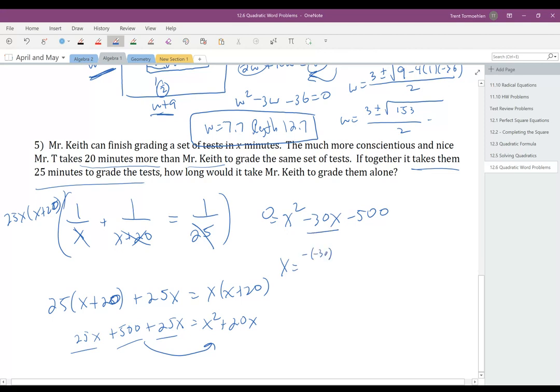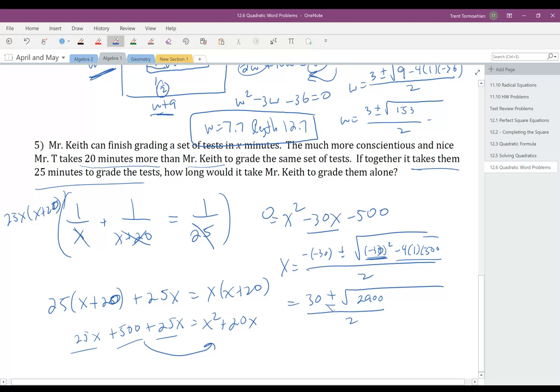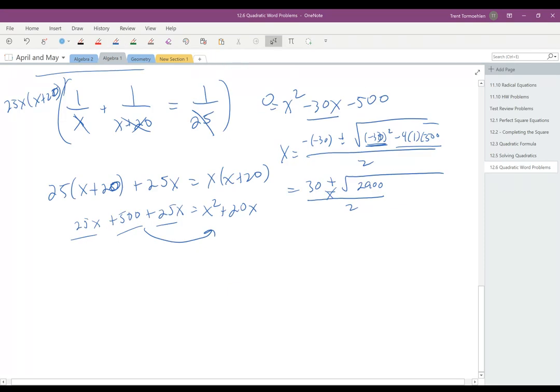Negative b plus or minus the square root of b squared minus 4 times 1 times negative 500, all over 2. So that gives me 30 plus or minus the square root of, well, this is going to be 900 plus 2,000. And so that's going to give us 2,900 all over 2. We don't need the negative because our time can't be negative, and the square root of 2,900 is greater than 30. The nice thing is that it simplifies pretty easily to just 10 root 29, because 100 goes into there and 29 is prime.